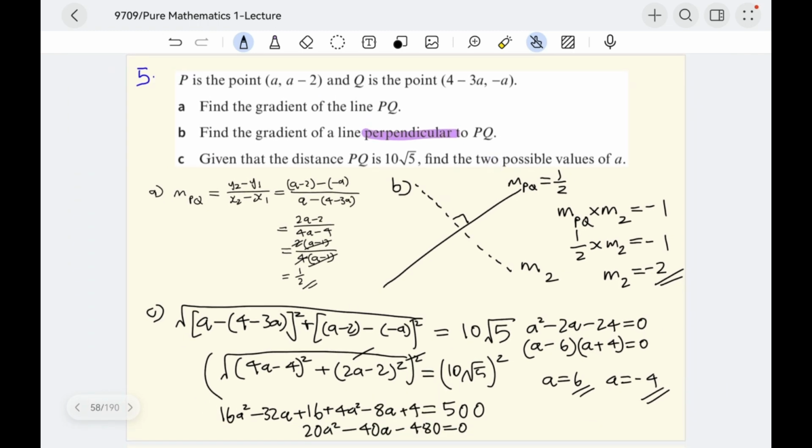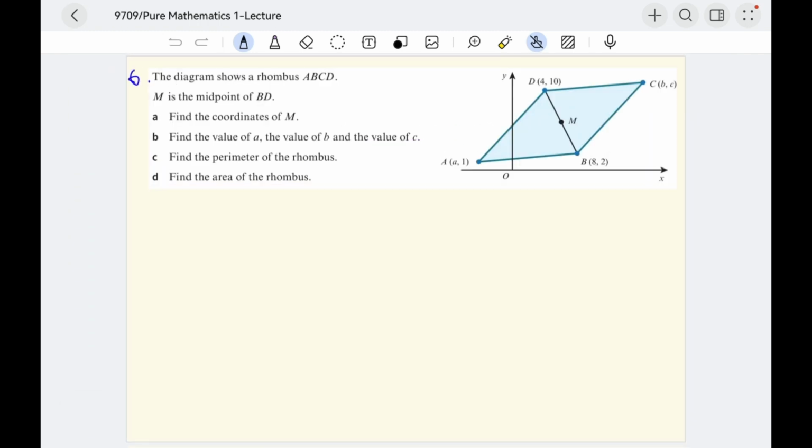Okay, that's all for this question. Okay, let's move on to the next question, which is the question 6. The diagram shows a rhombus ABCD over on the right hand side, where M is the midpoint of BD. Okay, so BD is a diagonal that inscribes inside the rhombus. Okay, because BD is one of the diagonals inside the rhombus. So for the part A, find the coordinates of M.